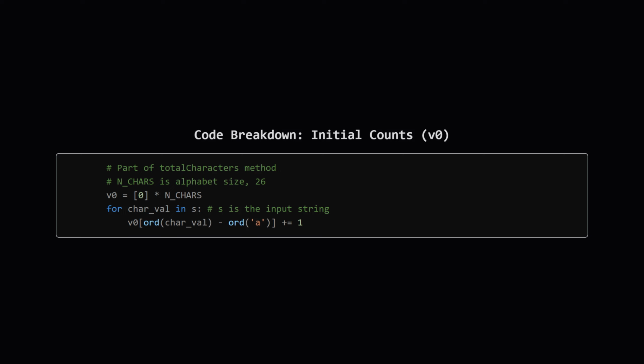counts of each character in our starting string. We create a list, let's call it vec0, of size 26, initialized to all zeros. Then we loop through each character in s. For each character we find its position in the alphabet, like a is 0, b is 1, and so on, and increment the count at that position in our vec0 list.